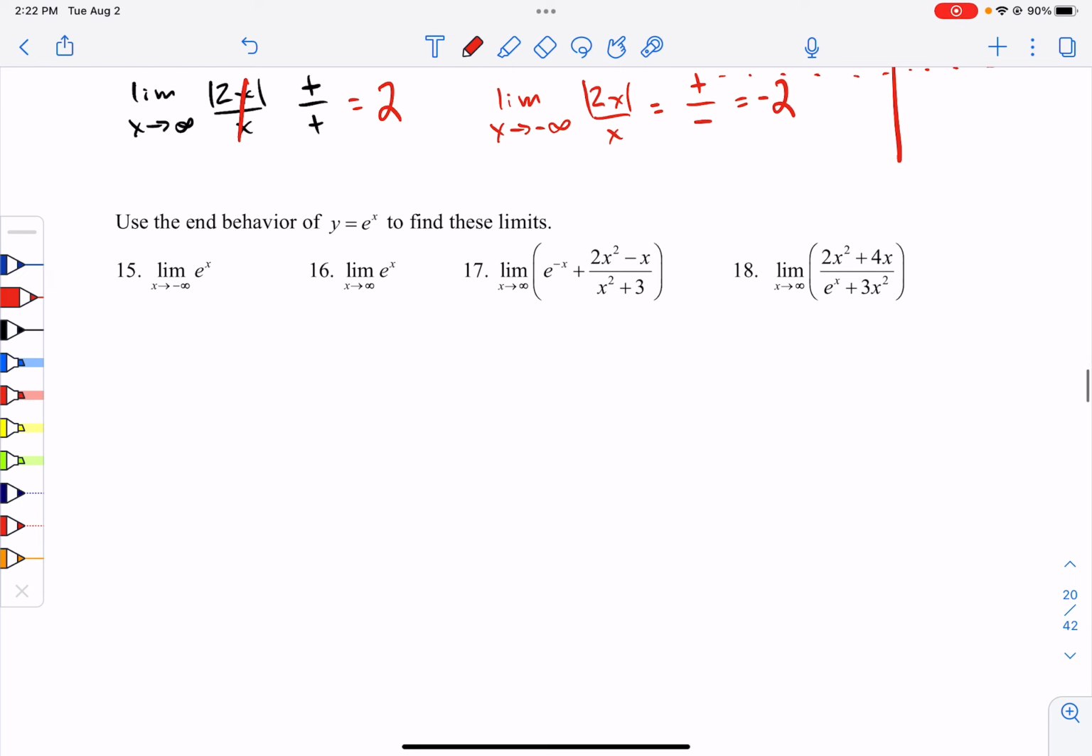All right, 15, 16, 17, 18, and I promise these are the last 4. It wants us to use the end behavior of y equals e to the x to find these limits. So what happens if I'm given a limit with e to the x? Well, you're all in calculus, you've gone to school for a few years, so hopefully you at least know that it looks like this. If you forgot and you have to graph it to remind yourself that's what it looks like, that's okay.